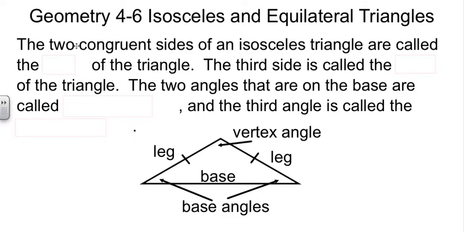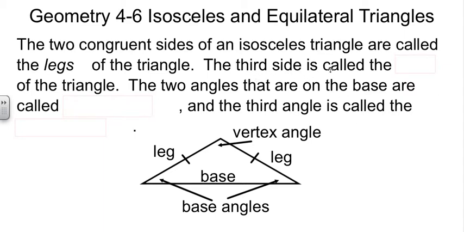The two that are congruent we call the legs of the triangle. Don't get that confused with the legs of a right triangle. In an isosceles triangle, the legs are equal. In a right triangle, they don't have to be. It would seem to me they could have picked a different word instead of legs for both of them, but they didn't.